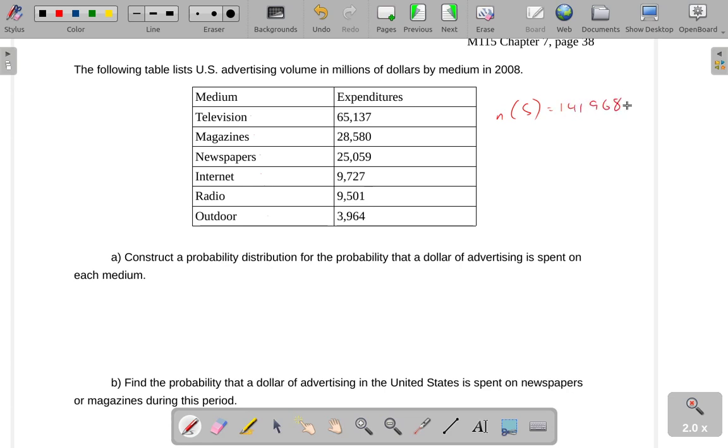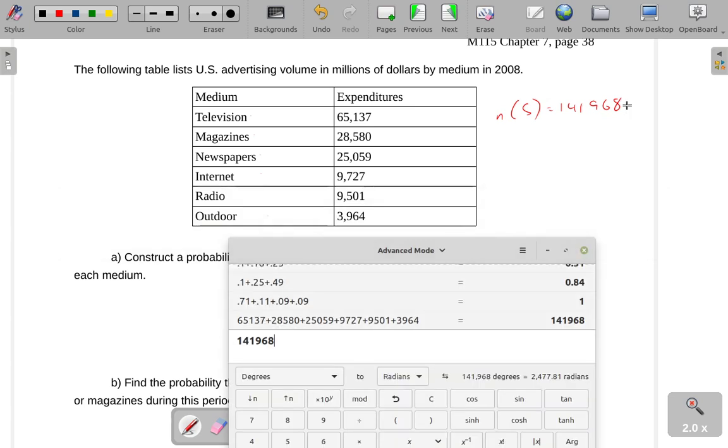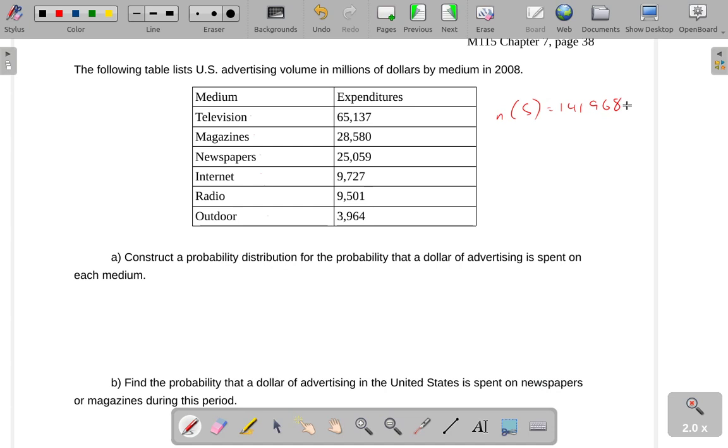141,968. So if I wanted to figure out the probability that any given random dollar was spent on television, I'd take the amount of money spent on television, 65137, divided by this 141,968, and you can see there's a 45.88% chance, or 0.4588 is the probability that a particular dollar was spent on television.